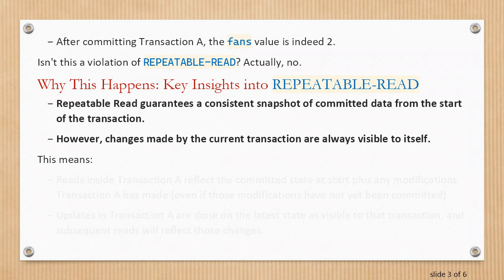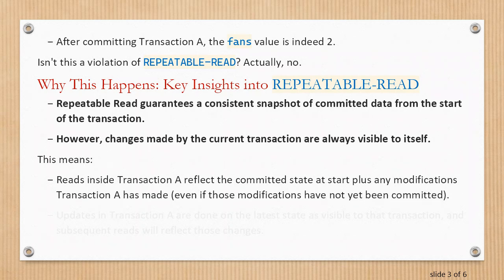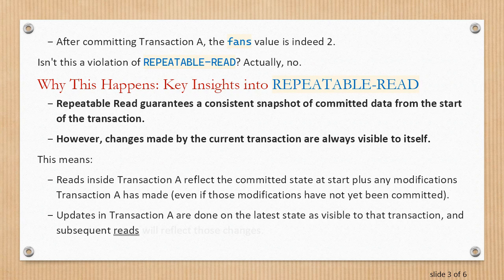This means reads inside transaction A reflect the committed state at start plus any modifications transaction A has made, even if those modifications have not yet been committed. Updates in transaction A are done on the latest state as visible to that transaction, and subsequent reads will reflect those changes.